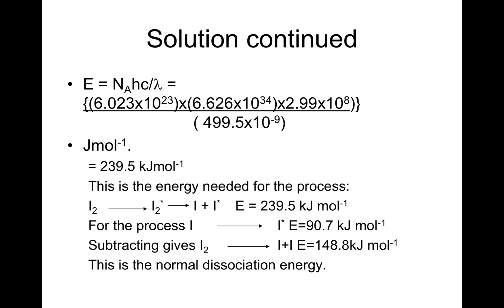This is the energy needed for the process I2 to I plus I star. Now for the process I to I star, E is 90.7 kilojoules per mole. Subtracting gives I2 to I plus I, and the energy will be 148.8 kilojoules per mole. This is the normal dissociation energy for iodine.